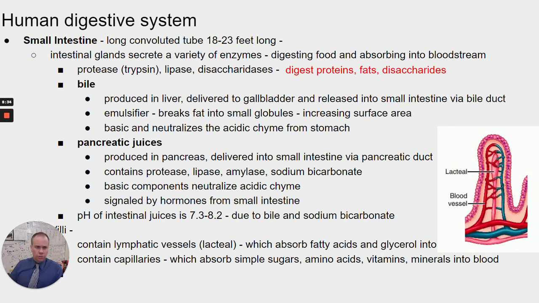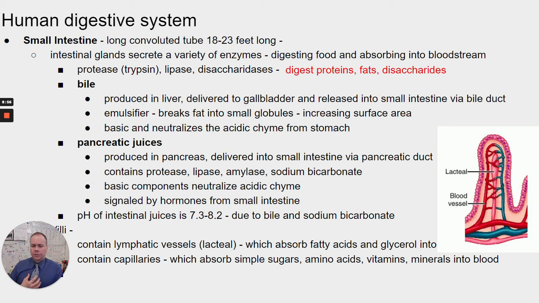Some of those enzymes include proteases, which digest proteins. Lipases help digest fats. Disaccharidases digest the disaccharides. And so these different enzymes are helping to break down these more complex molecules into simpler compounds. There are also compounds such as bile that are produced.